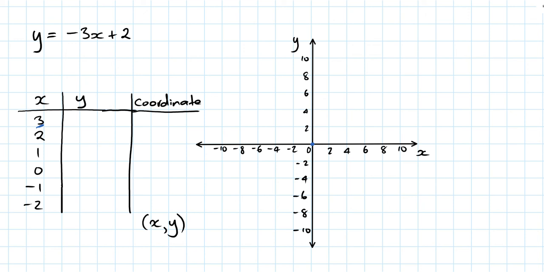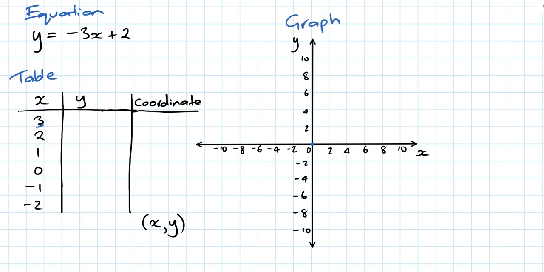In this video we're going to have a look at three things: equations, tables and graphs. So I have an equation here which we have met before: y equals negative 3x plus 2. From that equation I'm going to create a table, so a table of values. Here's my table here. And from my table I'm going to draw a graph.